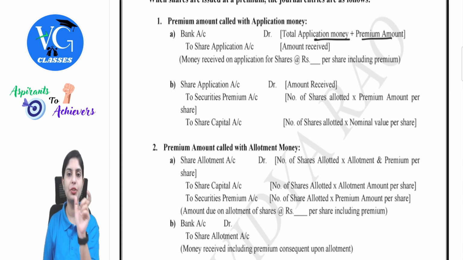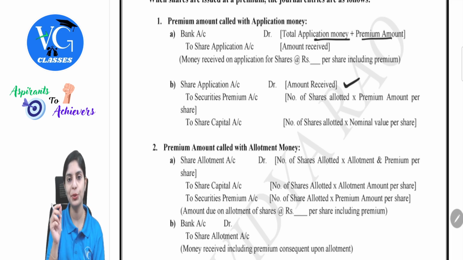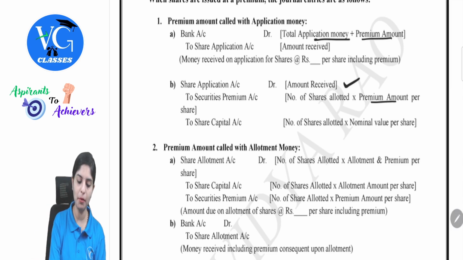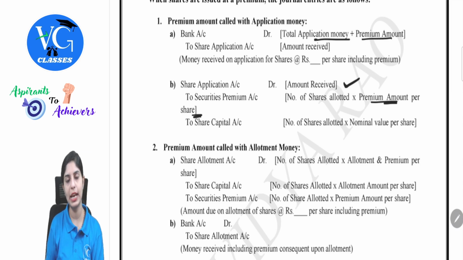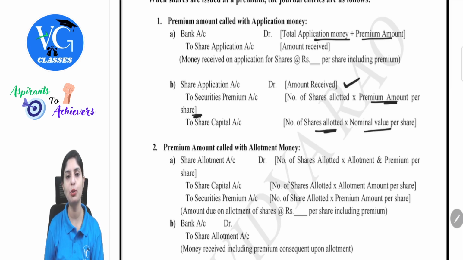Now in this application there is premium involved. So we will bring now a separate account called securities premium account. So what will be the entry? Share application account debit, with respect to whatever total amount we have received, to securities premium account, number of shares into the premium amount per share, and then to share capital at face value of share. So number of shares allotted into nominal value per share. I hope the points are easy for you to grasp.